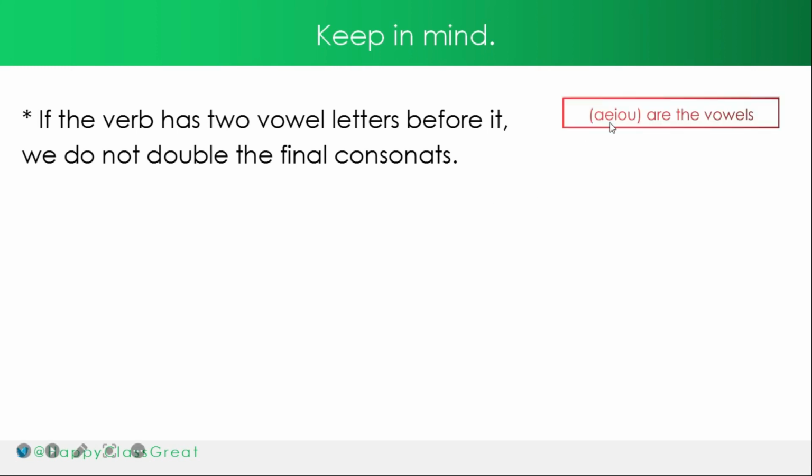You know the meaning of vowel, like A, E, I, O, U. Those are the vowels we have in the English alphabet. Now an example is boy, you understand, with two vowels. I think okay, we do not double the final consonant. Now look at this.